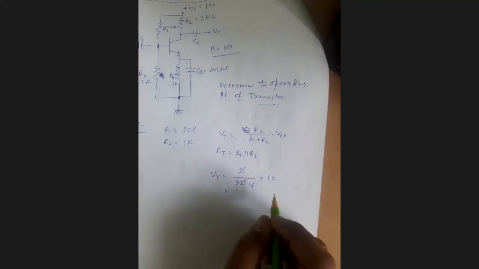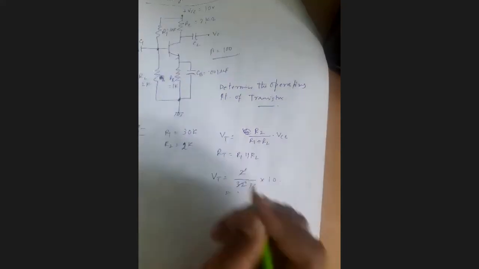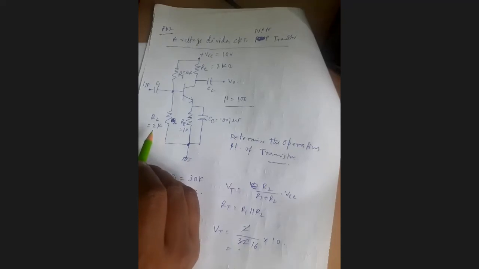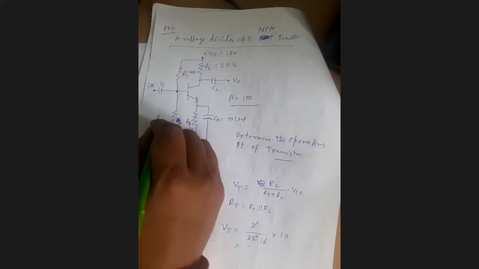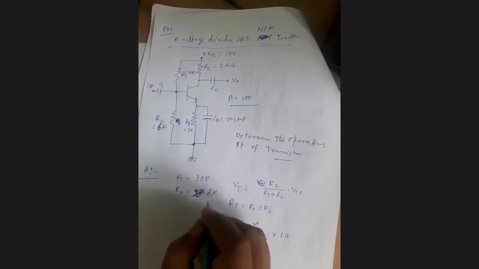Sir, the value of R2 is 1K, right? Sir, 1 plus 2 by 3. Sorry, R2 equals 2K, not 1K. Here it is defined as 2K. The value of R2 is 2K, so R1 plus R2 is 6K. RC is 2K, R1 is 30 and RE equals 1, so 6K. Then the series total is how much? 36. So 1 by 18.